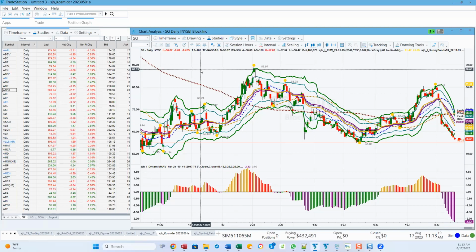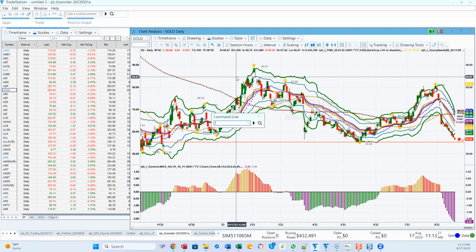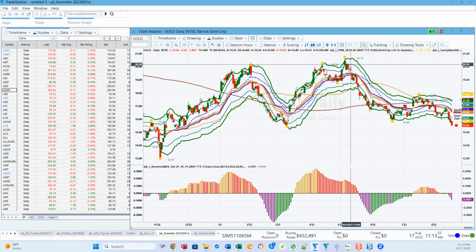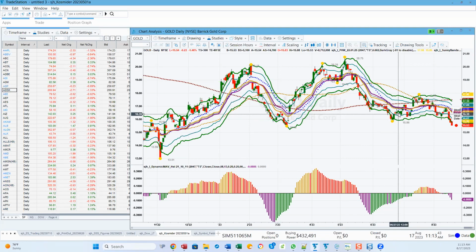Gold. Yeah, so we got a short signal on gold up here at this level. It penetrated the sunny bands and then came down on red, so that's the short signal. And right here is the buy signal, not confirmed on that bar, but confirmed on this one. So we've got a long signal.